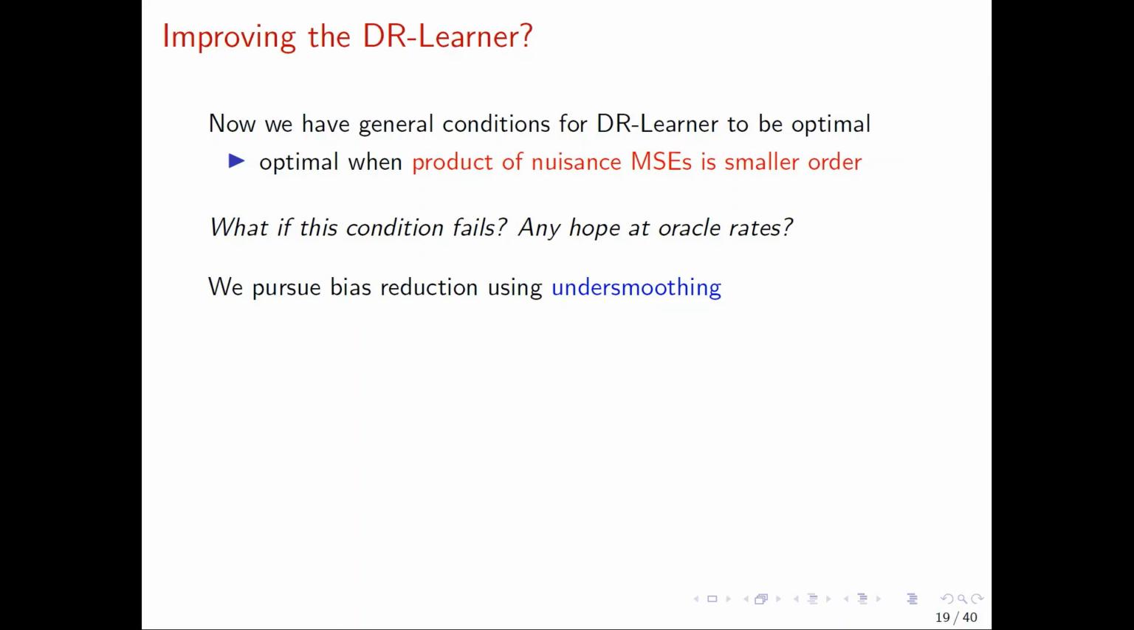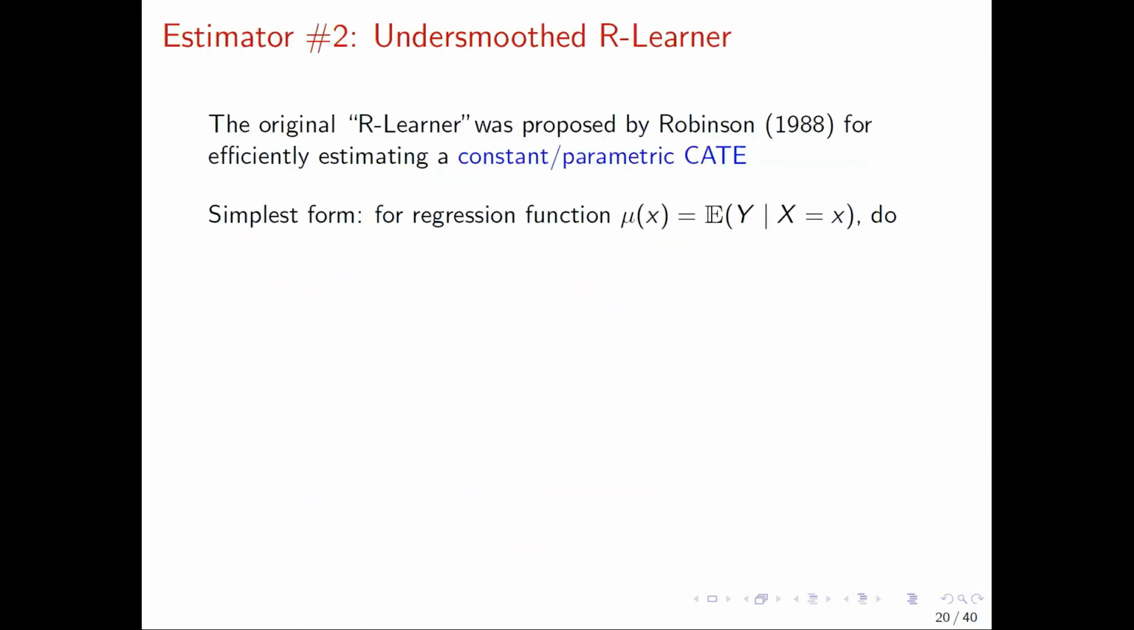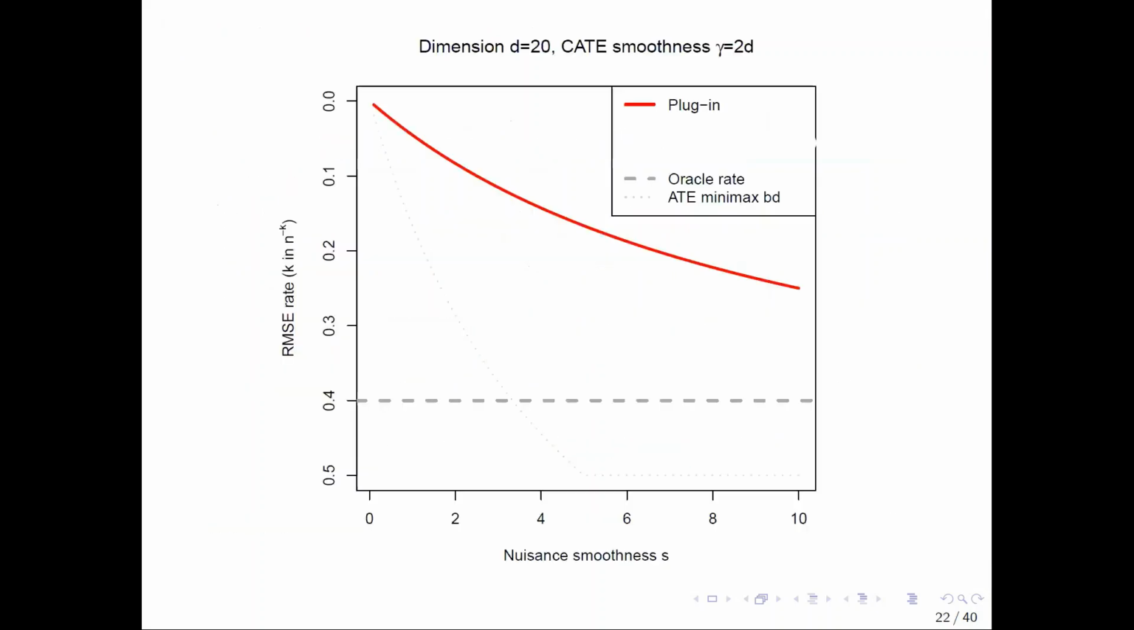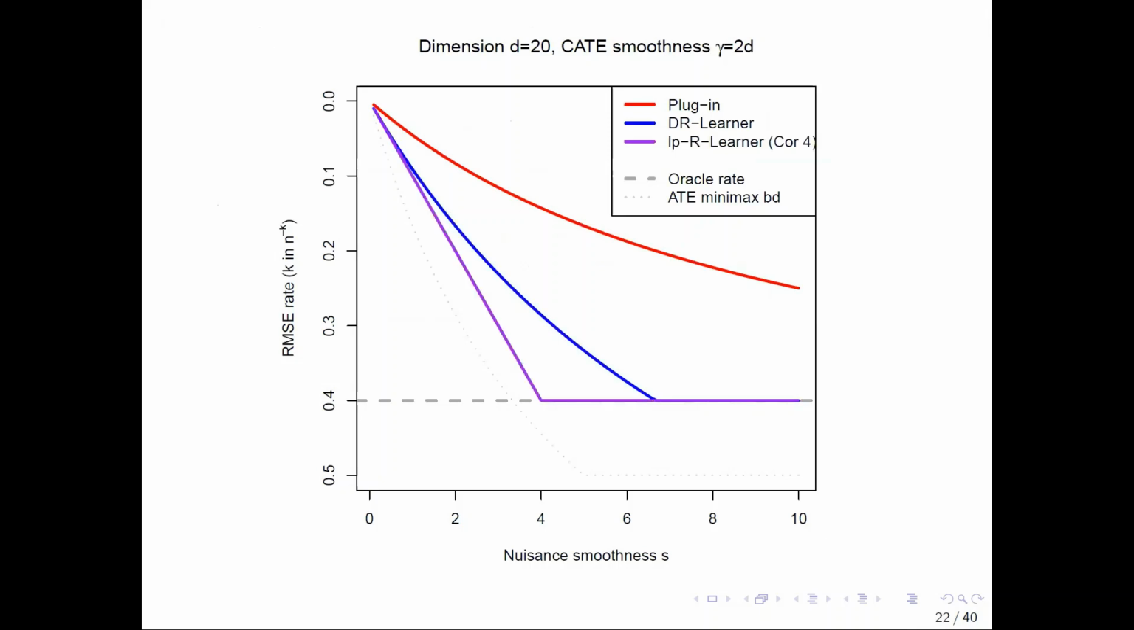But then when I do the second stage regression, I'm averaging out some of this extra variance so that it doesn't actually hurt you in the end, and you just get a benefit from the smaller bias. So this is the whole idea in the second procedure. I'm going to skip the details and just show you the picture. You get a faster rate, and here's what it looks like. Here's the plugin estimator. Here's that DR learner procedure. And this is the undersmoothed R learner procedure. It's another doubly robust style estimator with this undersmoothing trick built in. So in this case, we attain the oracle rate under a weaker condition on the smoothness of the nuisance functions.